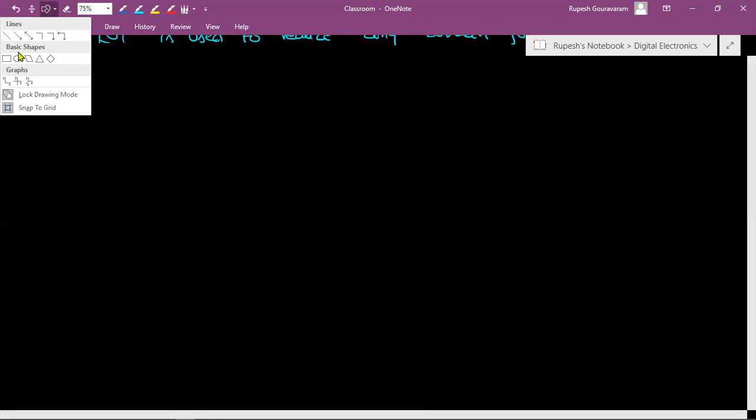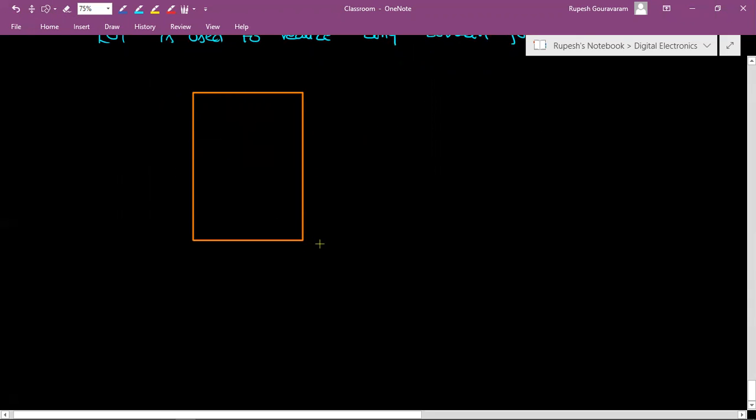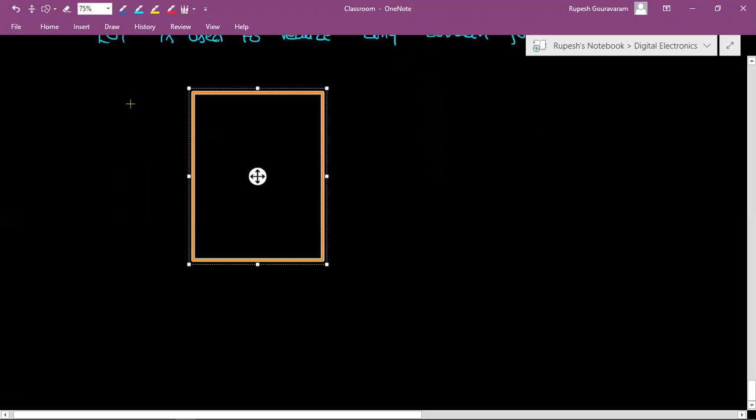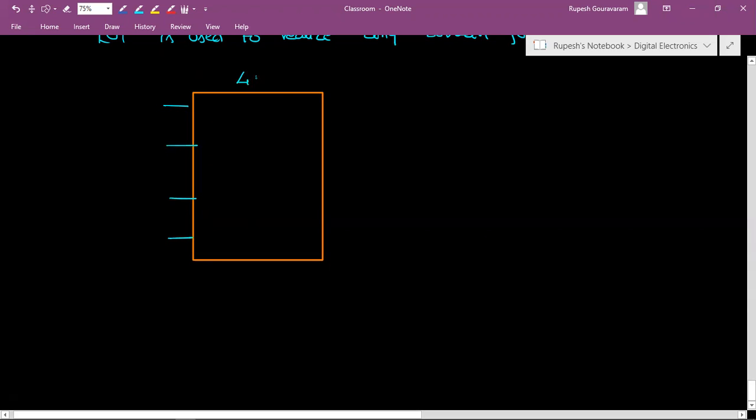So now let us see the lookup table. So this is a mux. Let us take this as a 4 is to 1 mux. So a 4 is to 1 mux has 4 inputs and 1 output. And how many select lines will be there? There will be 2 select lines. Let us take these as S1 and S0.